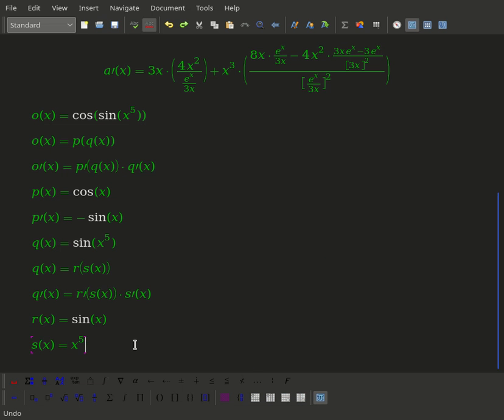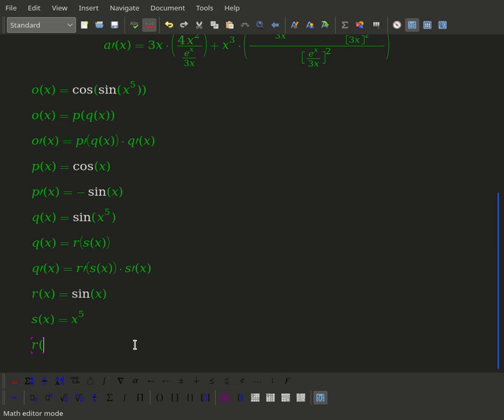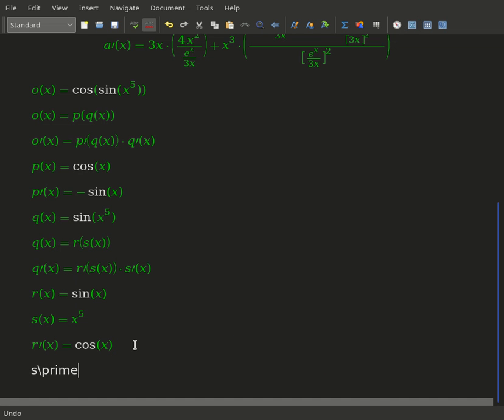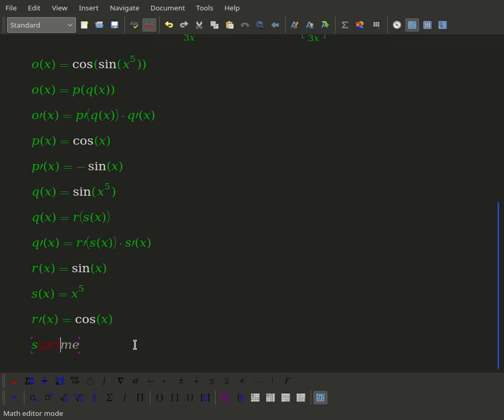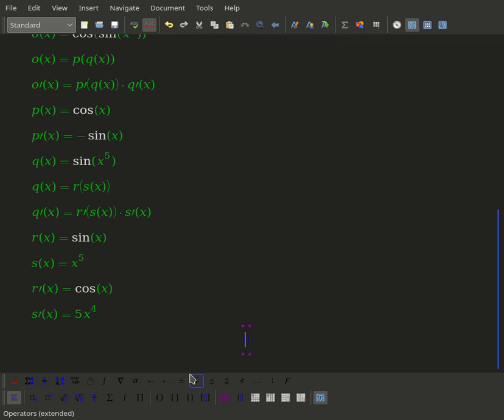Getting derivatives of R and S is fairly trivial, because we know that R prime of x is equal to cosine of x, and S prime of x is simply going to be 5x to the fourth. So that one's nice and easy. Now we're finally at a point where we've drilled down far enough that we can define our O prime of x.